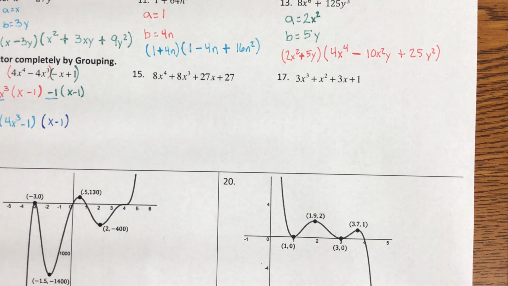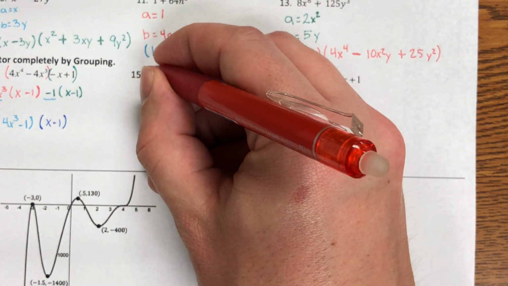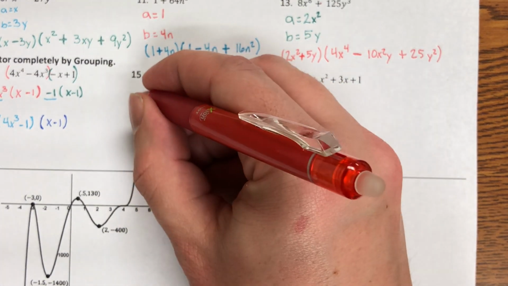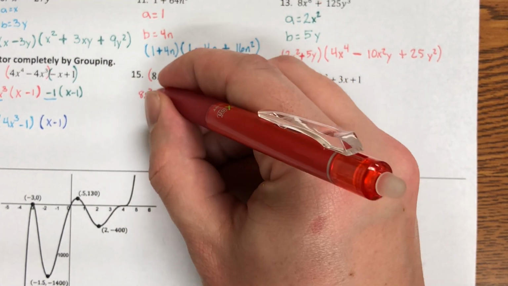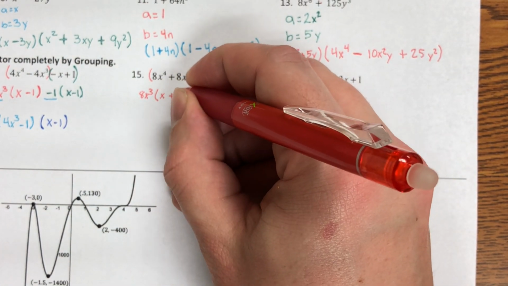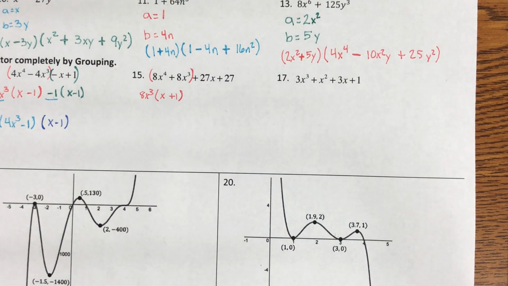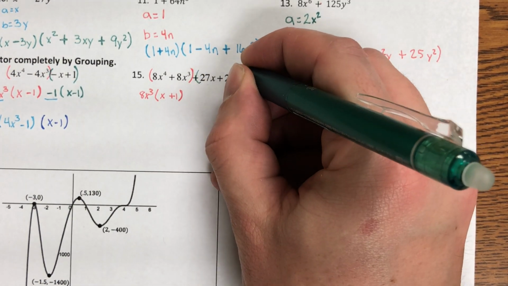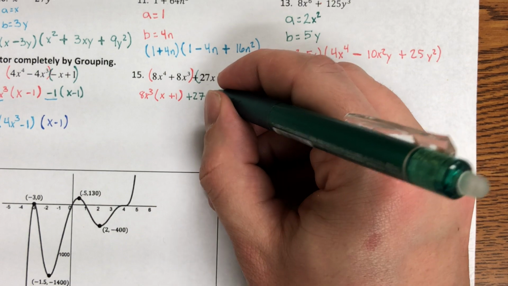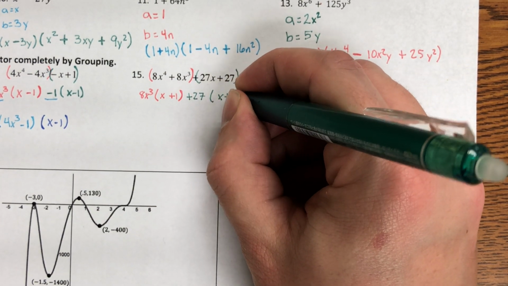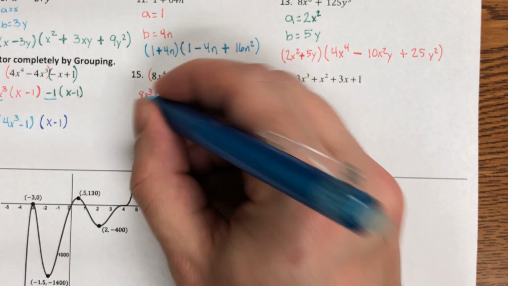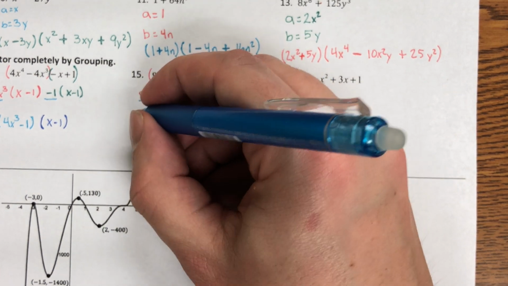Looking at 15, I group those two together. Both of those have in common an 8x cubed. If I factor that out, that leaves me with x plus 1. Here with the 27x plus 27, both of those have 27 in common, which leaves me with x plus 1. So one of the factors is what I pulled out, 8x cubed plus 27.